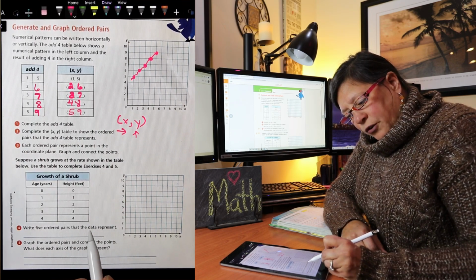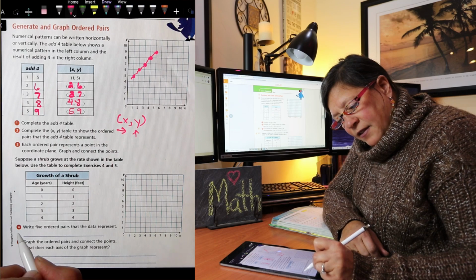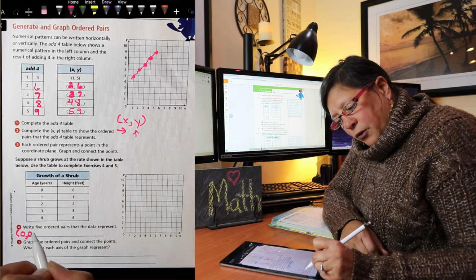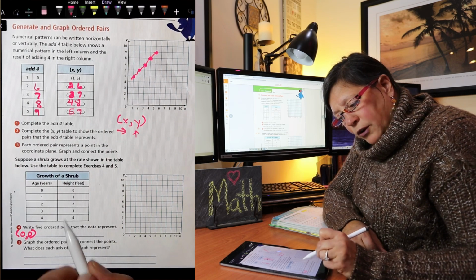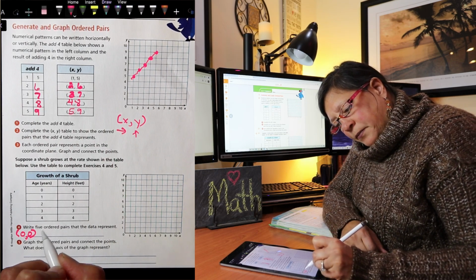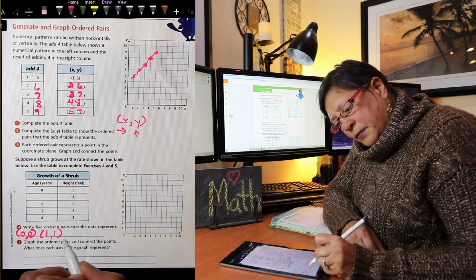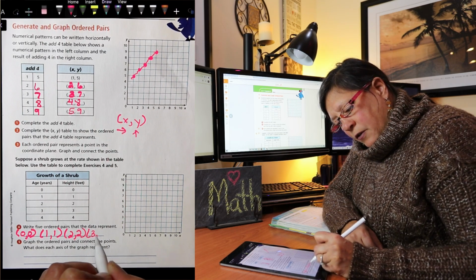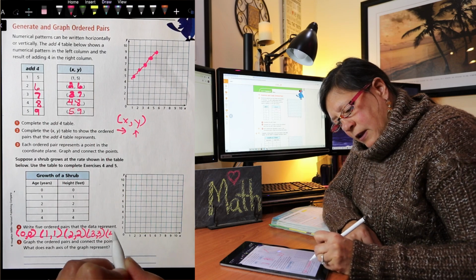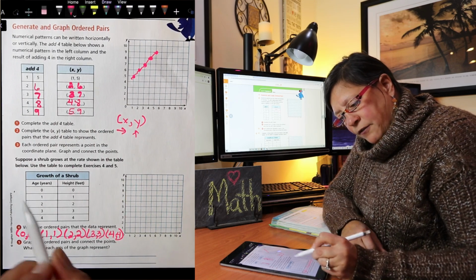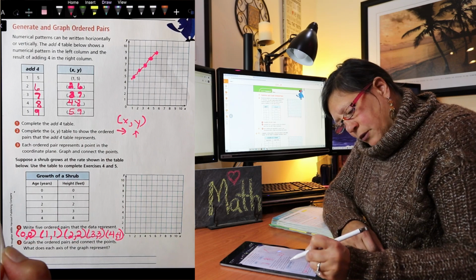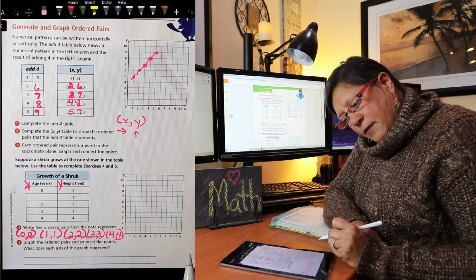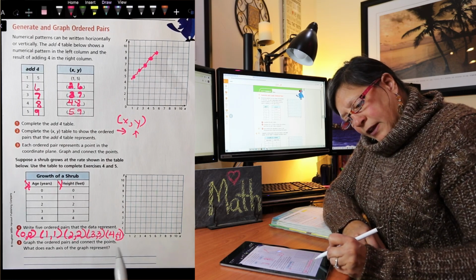Write the 5 ordered pairs that the data represents. So we're going to take our data from the table and write the ordered pairs. Always starting with the origin, 0, 0, 1, 1, 2, 2, 3, 3, and 4, 4. Taking them right from the table. So this would be your x and your y. Okay. Graph the ordered pairs, connect the points.